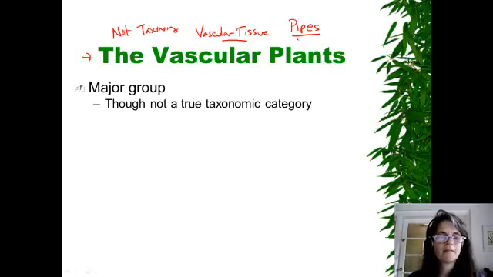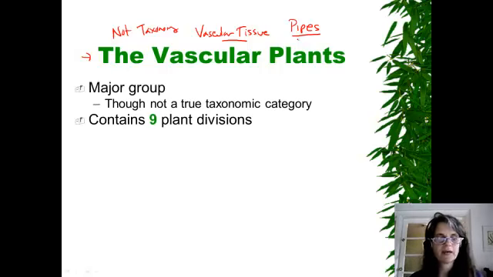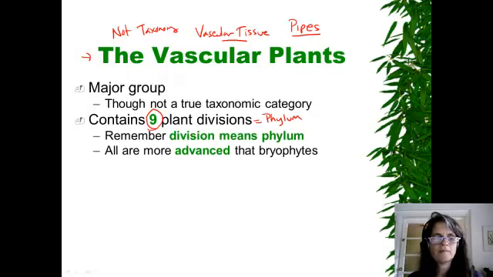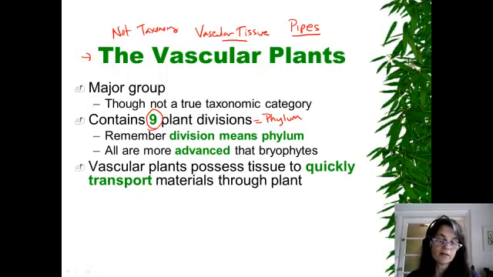It is not a true taxonomic category. In fact, it contains 9 plant divisions. Please remember that division in plants is the same thing as phylum and everything else. I don't know why it has to be different. We just need to accept it. All vascular plants are more advanced than the bryophytes. Bryophytes are the mosses. They're all more advanced than them because they have vascular tissue.